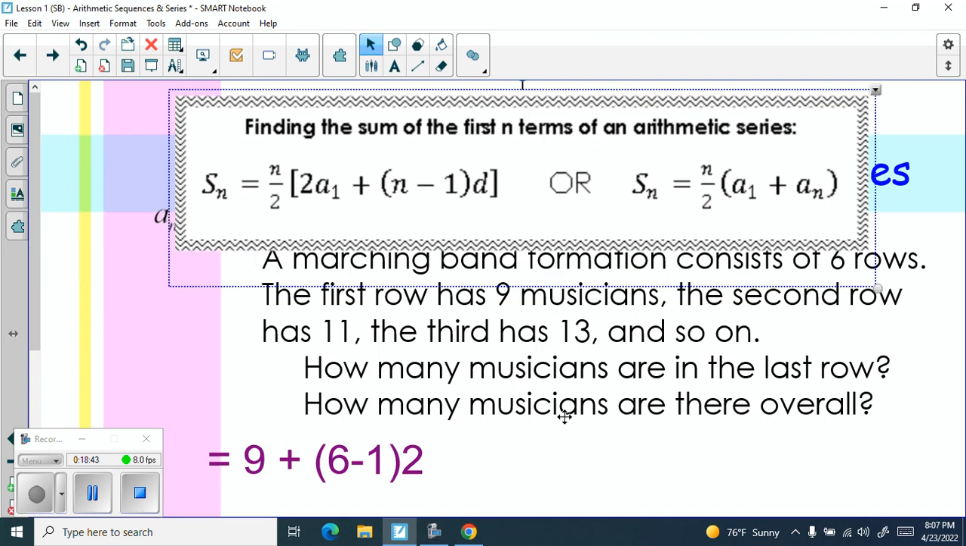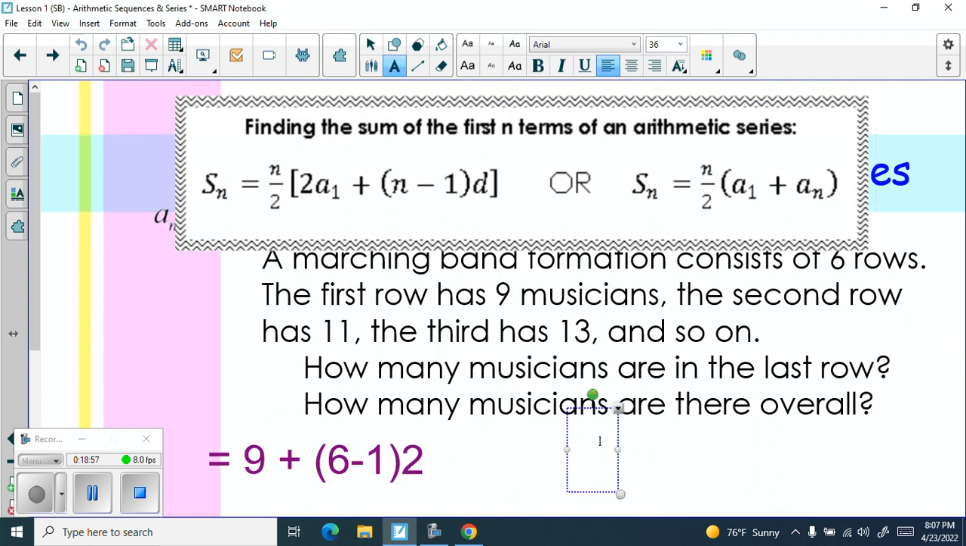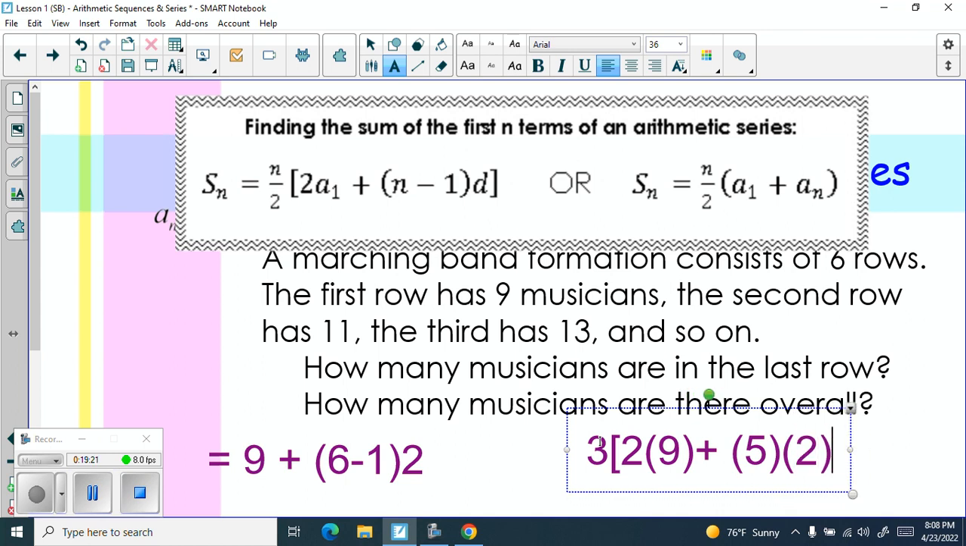So, all right, here we go. We're going to use this formula right here. Granted, we could use our second formula because we do know a sub n, but we'll continue using that first formula because that's what you're going to be using on your classwork assignment today. So we know 6 is what we're trying to find, divided by 2 is 3, and then we're going to multiply by 2 times our first term, which was 9, and then we are doing 6 minus 1, which is 5, and our common difference of 2 is what we're multiplying by there.